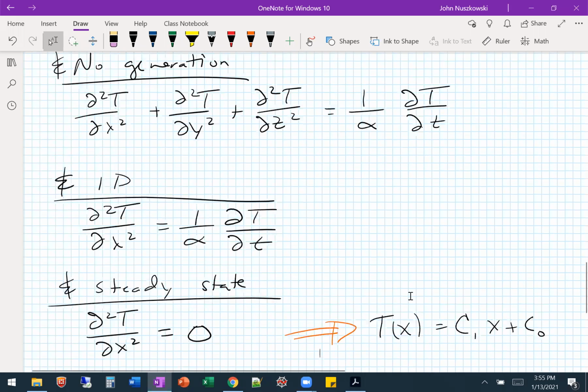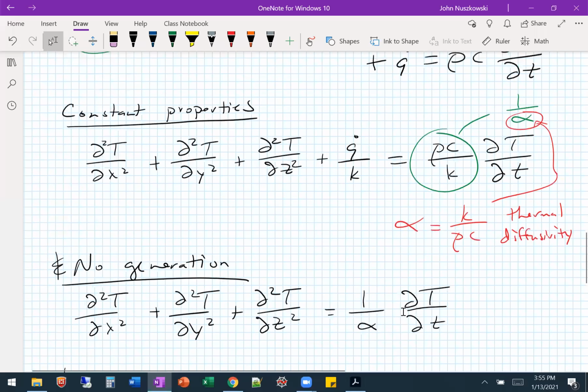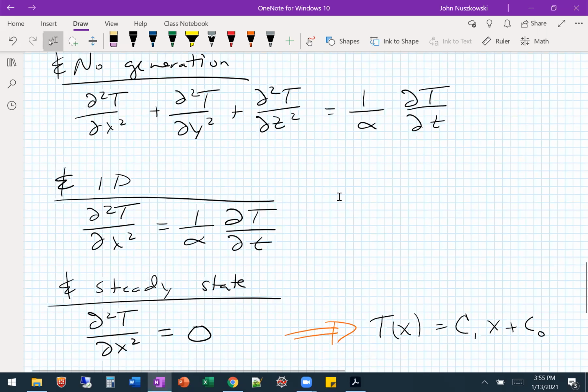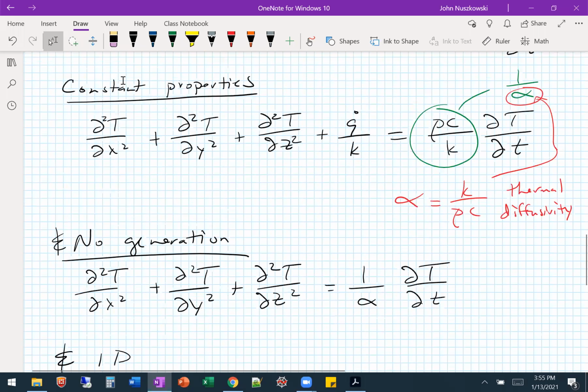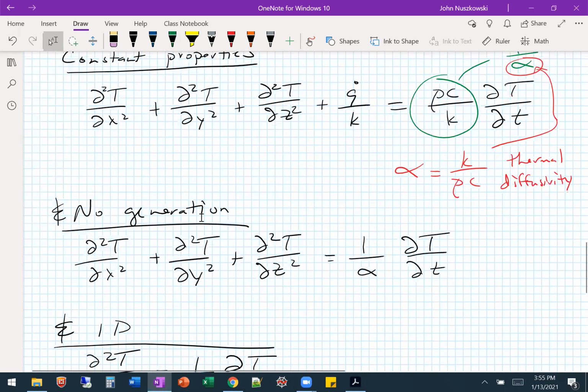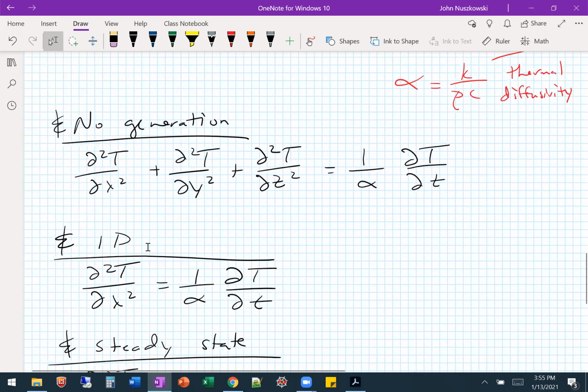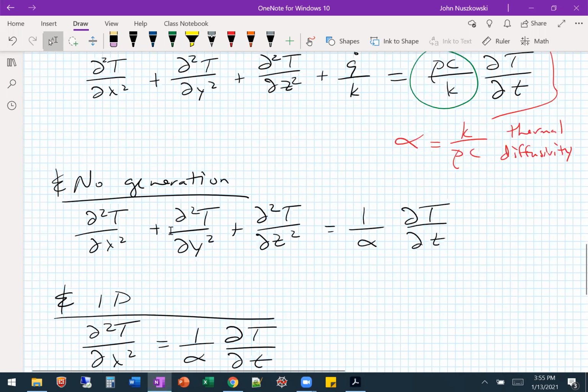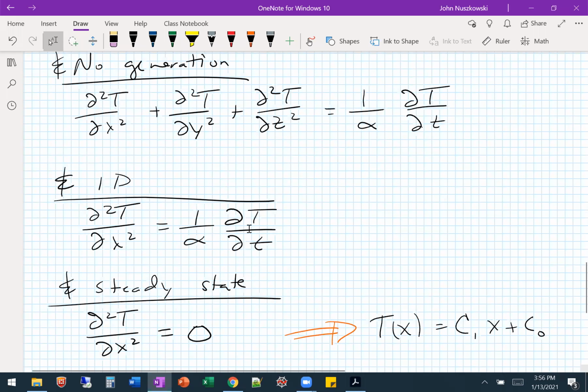Are all of these constant properties and one dimensional, and then constant properties and no generation? Or are they all added on to each other? They're all together. This one applies constant properties, and then this no generation is constant properties and no generation. Then this one is constant properties, no generation in one dimension. And then down here it's constant properties, no generation, one dimension, and steady state.